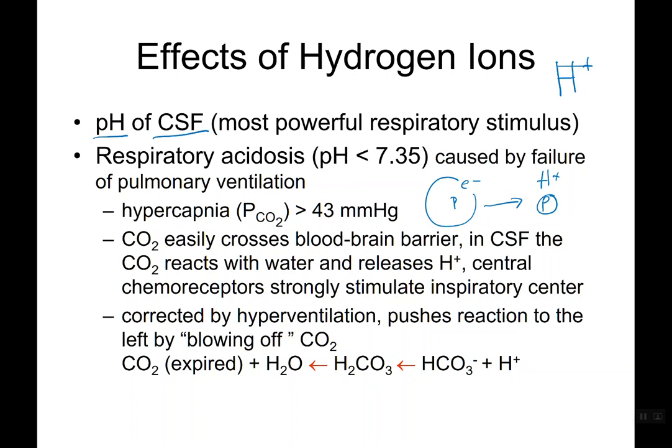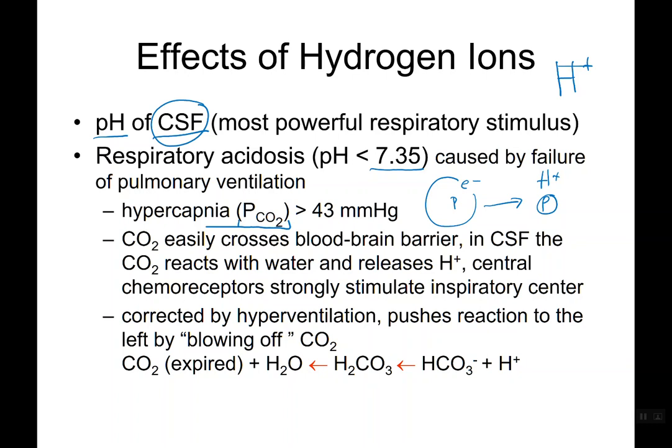So respiratory acidosis is a pH in the blood of below about 7.35 and concomitantly a pH in the CSF of about 7.35. Because remember, where does CSF come from? It comes from the blood. So this is caused by a failure of pulmonary ventilation. So hypercapnia is PCO2 that's greater than about 43 millimeters of mercury.